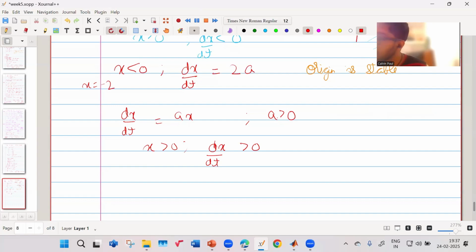So what will happen? There will be a further increase. Let us say my x is less than 0, that is, my x is reducing. The derivative will now be less than 0. That means it will further decrease.